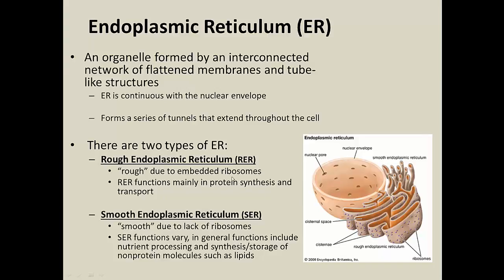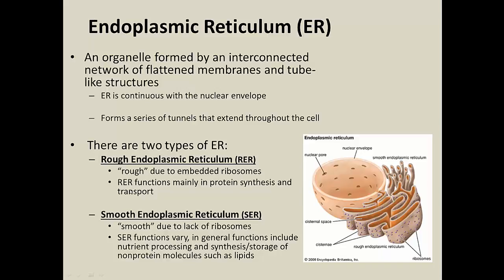Now from there you can look at the two parts I mentioned earlier. You've got the rough and the smooth. There's a lot here, so we're going to keep this simple. But the rough endoplasmic reticulum is rough due to the ribosomes. So that's the one thing you definitely want to know. These little ribosomes are actually embedded in the membrane of the rough endoplasmic reticulum, and that's why they call it rough. Now we know ribosomes make protein.